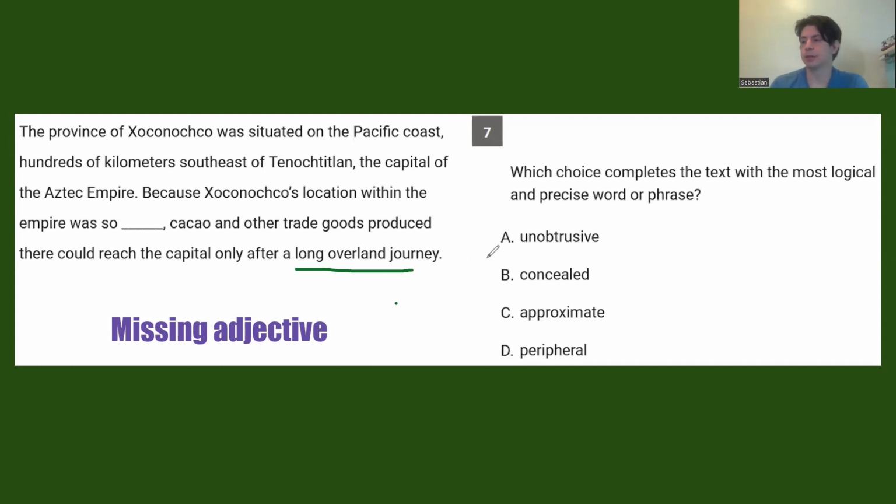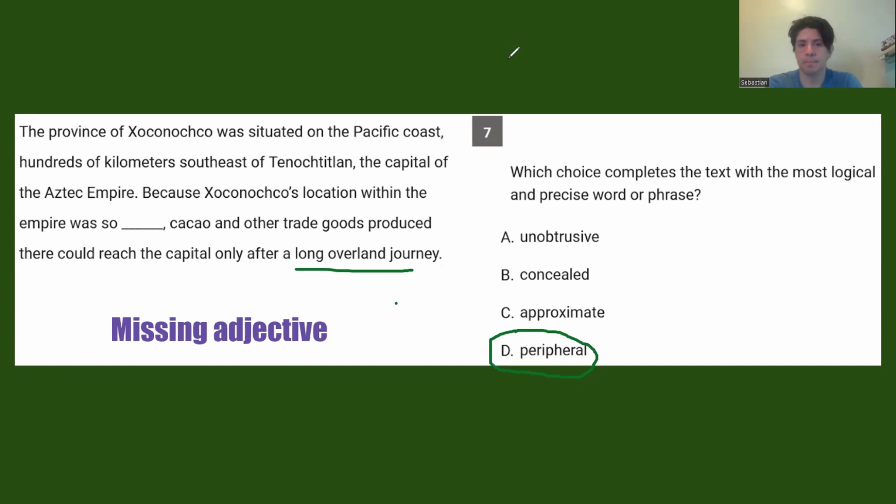Let's look at the answer choices. Unobtrusive, that's when it's hidden away. Concealed is also hidden. Well, concealed is more hidden away. Unobtrusive is it doesn't stand out or bother. Approximate is close, and peripheral is far. So we're talking about a long overland journey. So the adjective should line up with this adjective, which is saying it's far away. So we're going to go with peripheral.